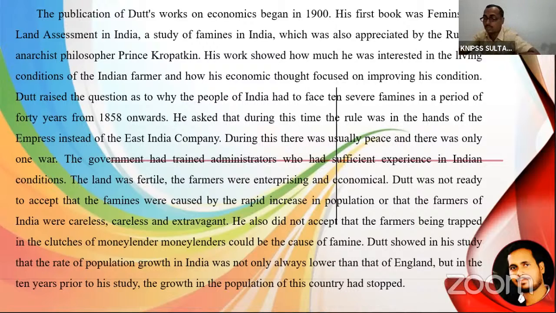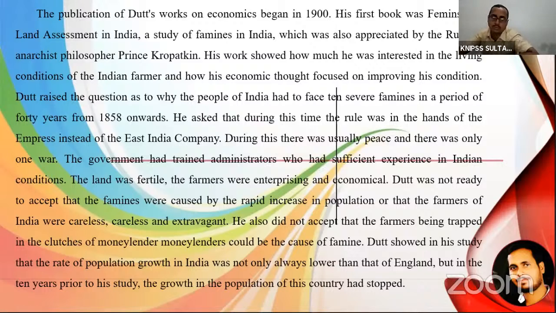During these years, he was commenting on the administration's motives. Datta says that during these years, there was usually peace and there was only one war. The government had trained administrators who had sufficient experience in Indian conditions, but why should they fail? The land was fertile, the farmers were enterprising and economical. Then why was the Indian economy suffering from this crisis?